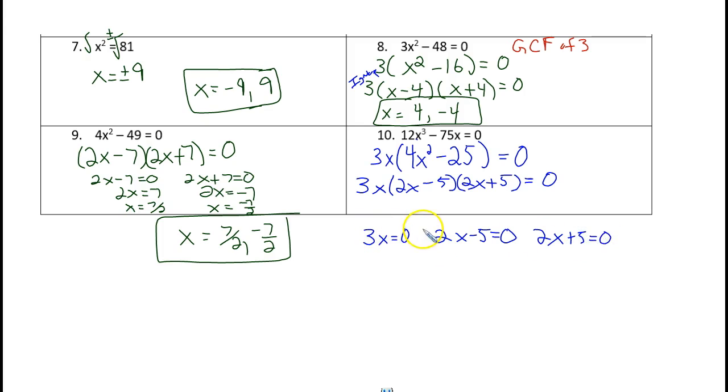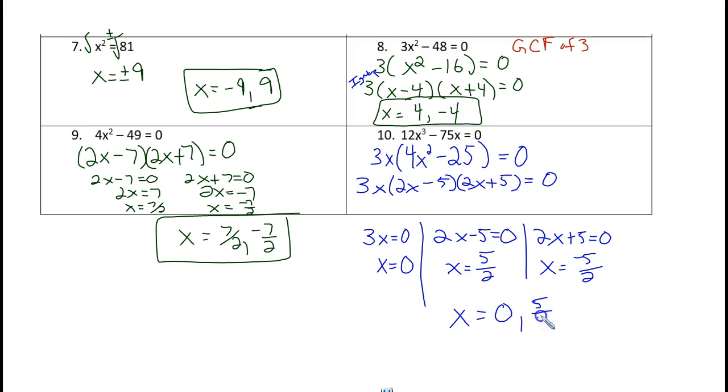Divide both sides by 3 for that first solution. Well, 0 divided by 3 is 0. So one of our roots, one of our solutions, one of our zeros, remember those words are interchangeable, is 0. For the others, we're going to add 5 and divide by 2, subtract 5 and divide by 2 to get positive 5 over 2 and negative 5 over 2. We've actually got 3 solutions here, 0, 5 halves, and negative 5 halves.